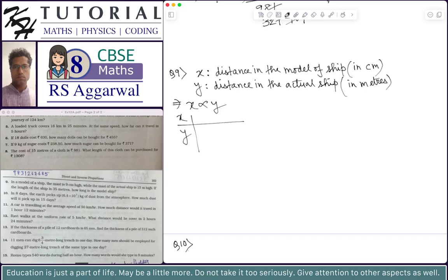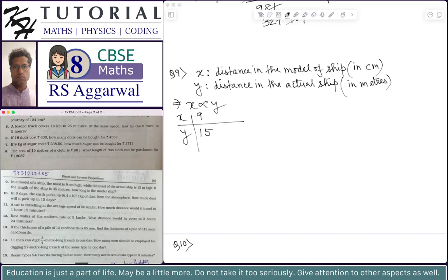It is given that in the model of a ship, the mast is 9 centimeter high, while the mast of the actual ship is 15-meter high, which essentially means that a distance of 9 centimeter in the model is equivalent to 15-meter in the actual ship. So we have the corresponding values of 9 and 15.